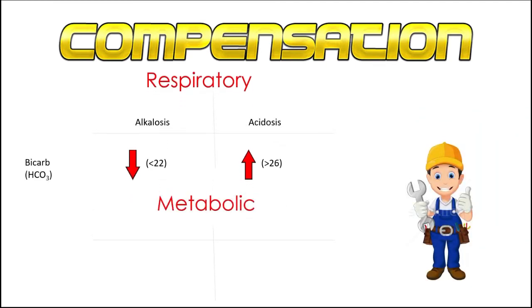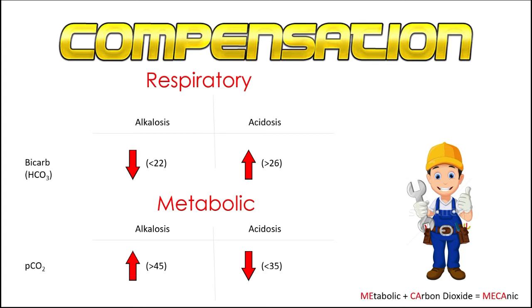Similarly, the body compensates for metabolic origin imbalances by adjusting the PCO2 levels. In case of metabolic alkalosis, the body tries to increase PCO2 levels by reducing the respiratory rate. And in case of metabolic acidosis, it tries to decrease the PCO2 levels by increasing the respiratory rate. The mnemonic to remember this is MECHANIC. M for metabolic, C for carbon dioxide.